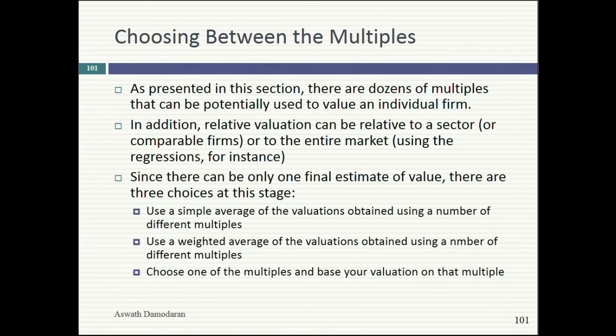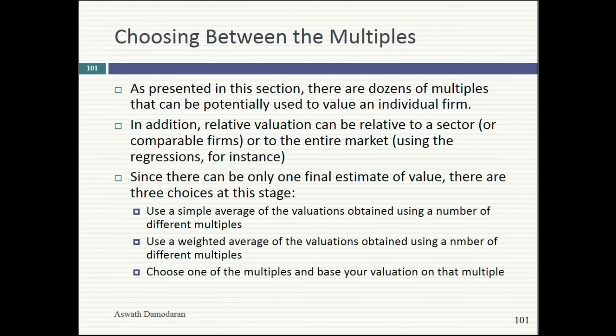So let's close the pricing section by talking about choices we have to make. As I said, in the start of the class, we looked at this choice. So you price your company with 10, 11, 12 different multiples. You get different prices for your company. You have three choices. You can use a simple average of the numbers, which is awful because you're putting the good stuff with the bad stuff.